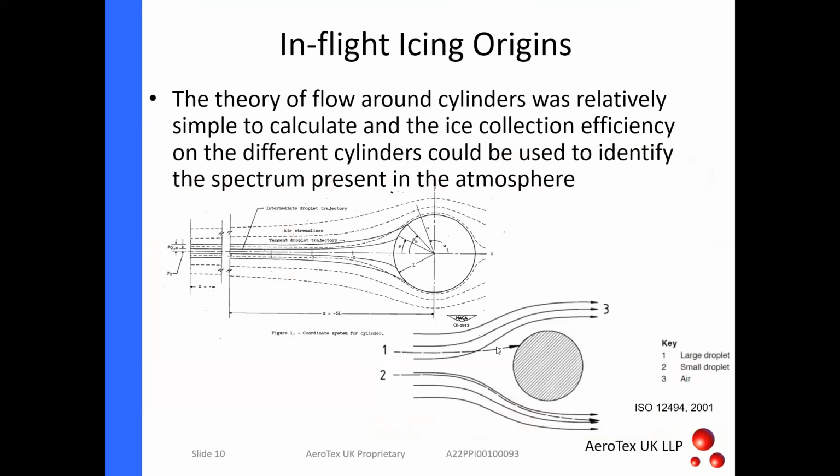And so this is just a quick illustration. In the bottom right-hand corner, you can see the line labeled number 1. Very large droplets are almost ballistic, whereas the small droplets would tend to follow the streamlines around the aircraft and maybe not impinge.